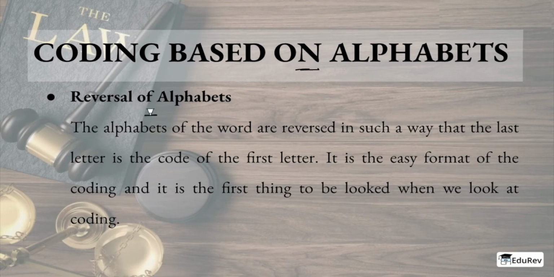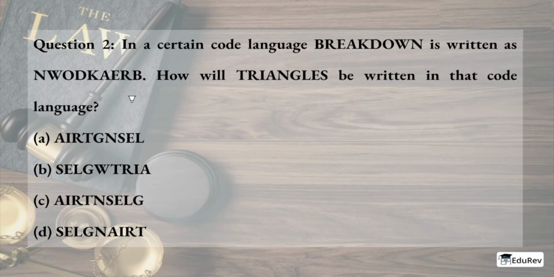Number one is reversal of alphabets. Here the alphabets of the word are reversed in such a way that the last letter in the code is the first letter in the original word. It's basically an easy format of coding to interpret, and it's the first thing to look at when we are looking at a code. Okay, so let's see the question.